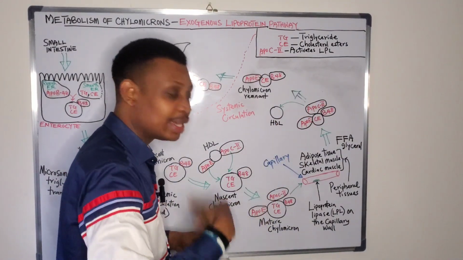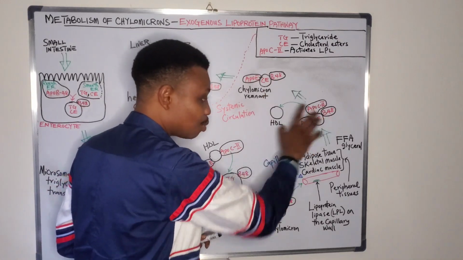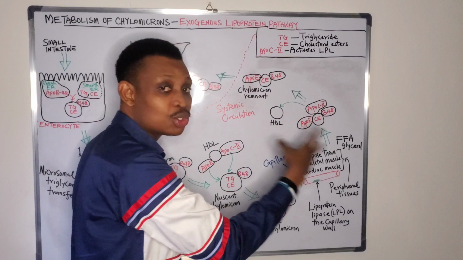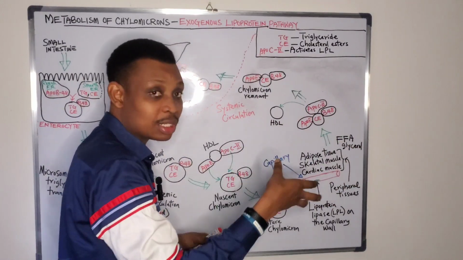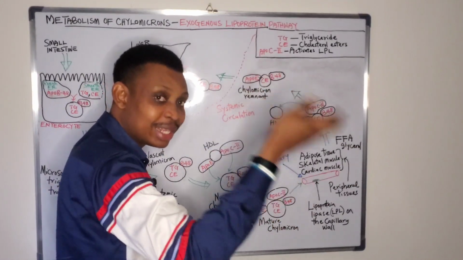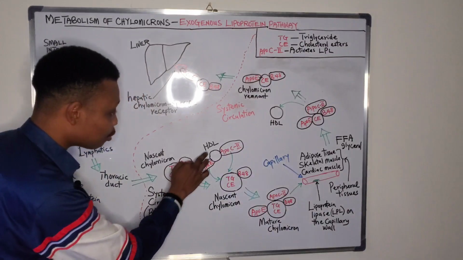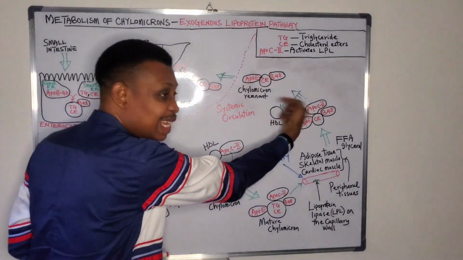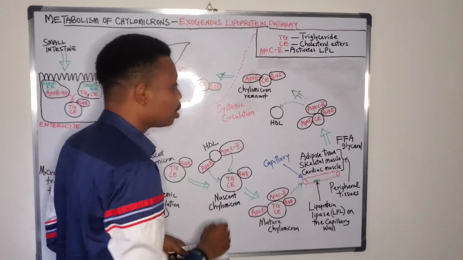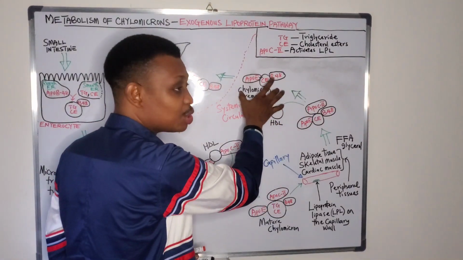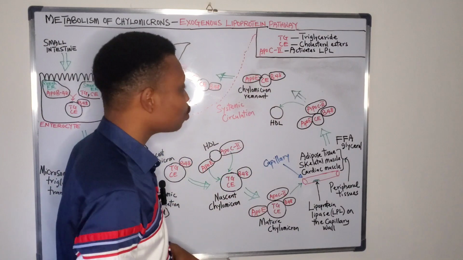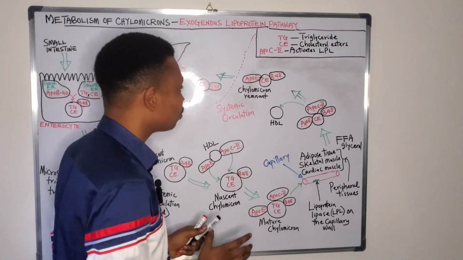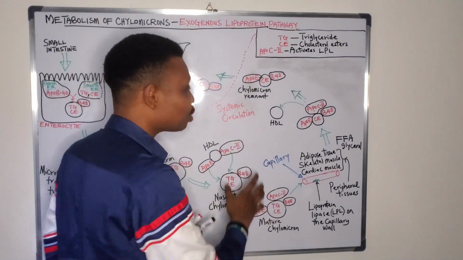HDL will again associate with this chylomicron remnant, but in this case, the reason for its association is to receive the apoprotein which it donated initially in the cycle. It donated ApoC2. So here it is back to take back the ApoC2, which will result in the formation of what? This. So ApoE and ApoB48 will now be left bound to the chylomicron remnant.